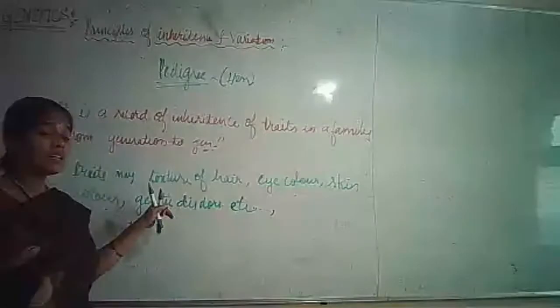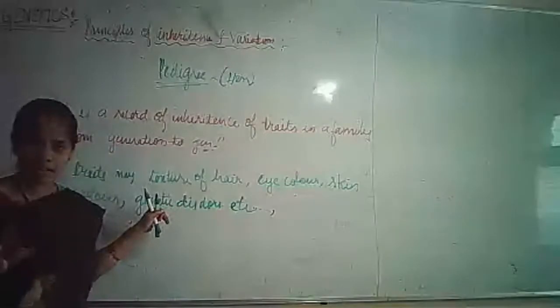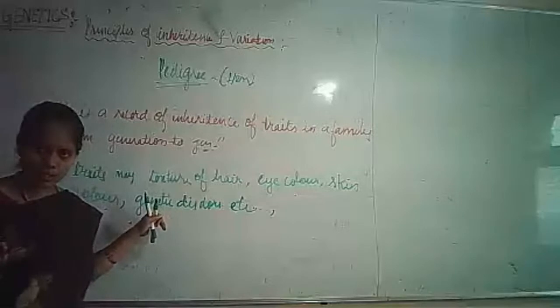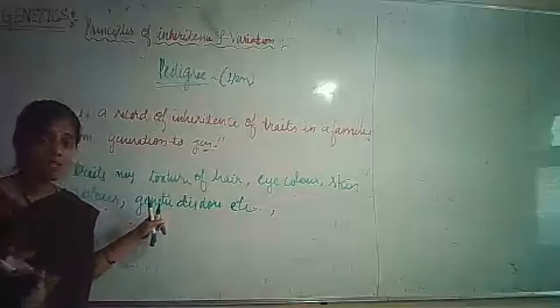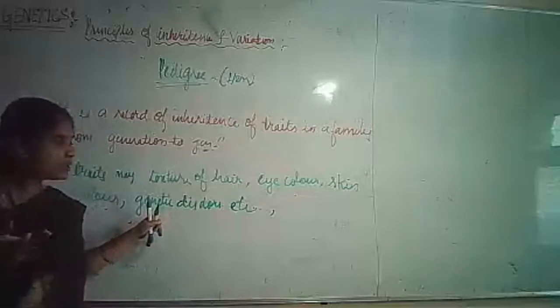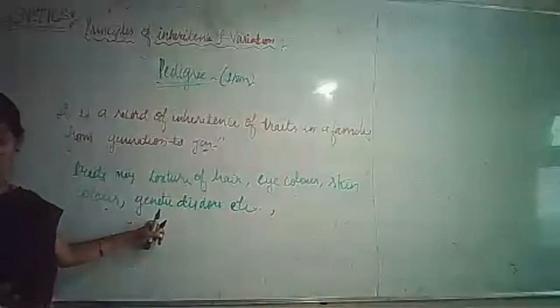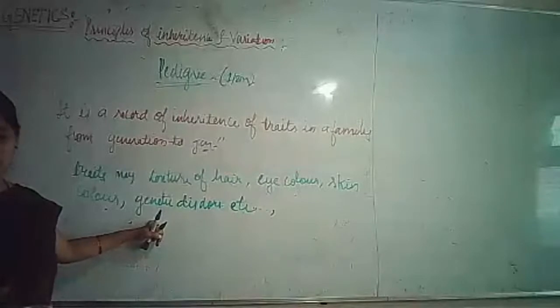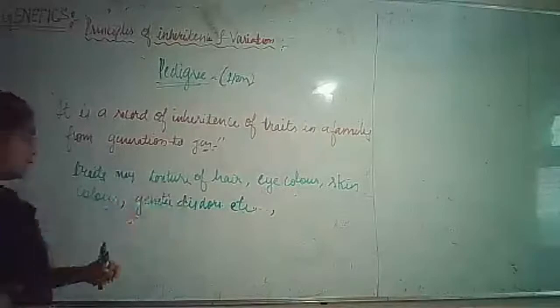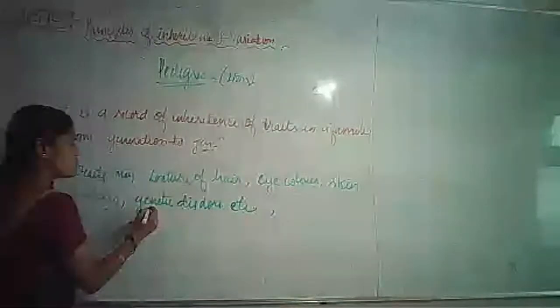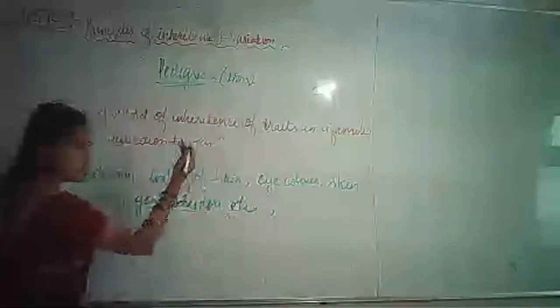Isn't it? So now genetic disorders, sickle cell anemia, phenylketonuria, the genetic disorders which we are going to study, which we are going to discuss in our class, I hope today or the next class. If it is possible, today only, I have started, or else we will continue in the next class. So the diseases which are inherited from one generation to another generation are called genetic disorders. That also we can analyze because of this pedigree.